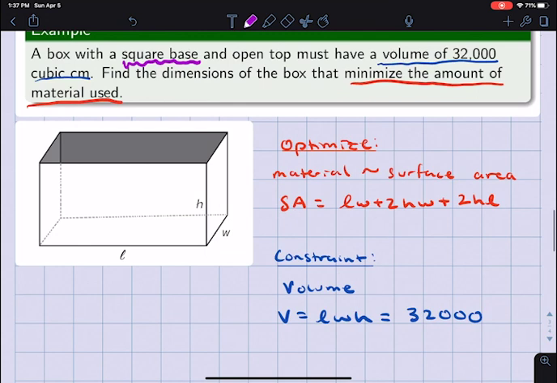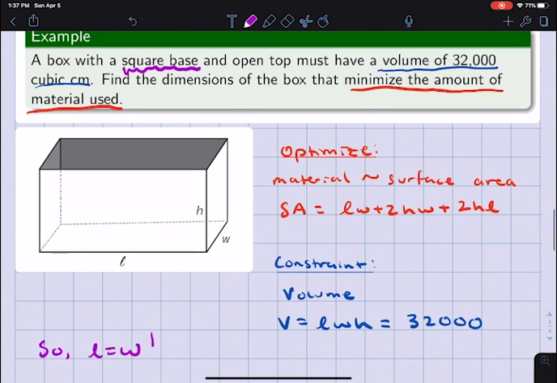So now we have a problem. If you notice, we have to optimize one function and we have one constraint. But there are 3 variables, which means we won't be able to get rid of 2 of those variables with what we're given. Let's look more carefully at the statement to see if there's something we missed. The statement says that the box should have a square bottom. That means the length and the width are actually the same.